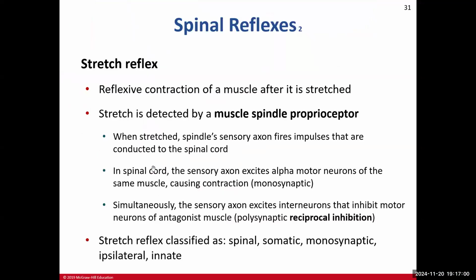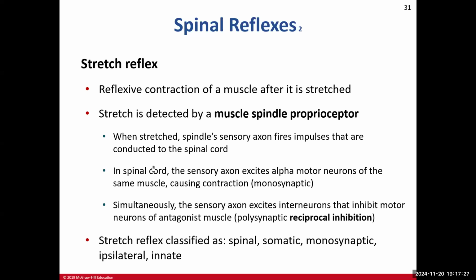So that's what you're going to see in our stretch reflex. We'll walk you through. The muscle's getting stretched. The sensory neurons are going to send those impulses, that information, to the spinal cord. And so what will happen is the spinal cord will then stimulate the alpha motor neurons to the muscle that's being overstretched to start to contract.